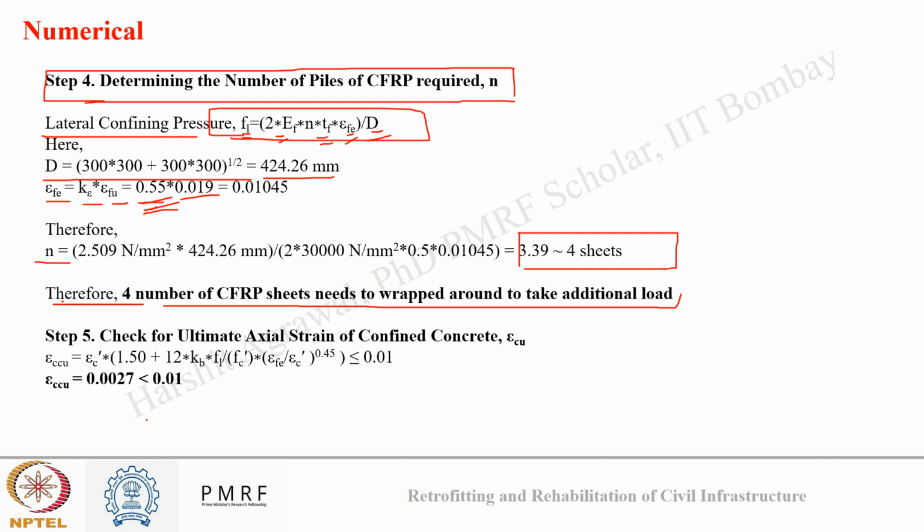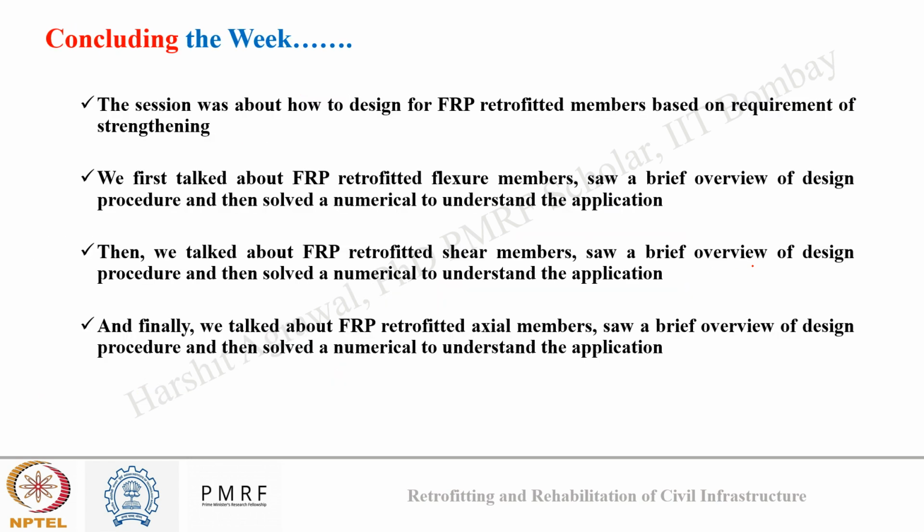Now, as a safety check, I need to check whether the ultimate strain in concrete is within limit or not. If it is greater than 0.01, what will happen? My concrete failure will be very severe. That I don't want. So just calculating epsilon CCU from the relationship that we saw, we know all the values here. Just substituting all the values, you will get epsilon CCU as 0.0027, which is less than 0.01. Thus, my choice of CFRP and the number of CFRP strips that I have chosen is safe for design.